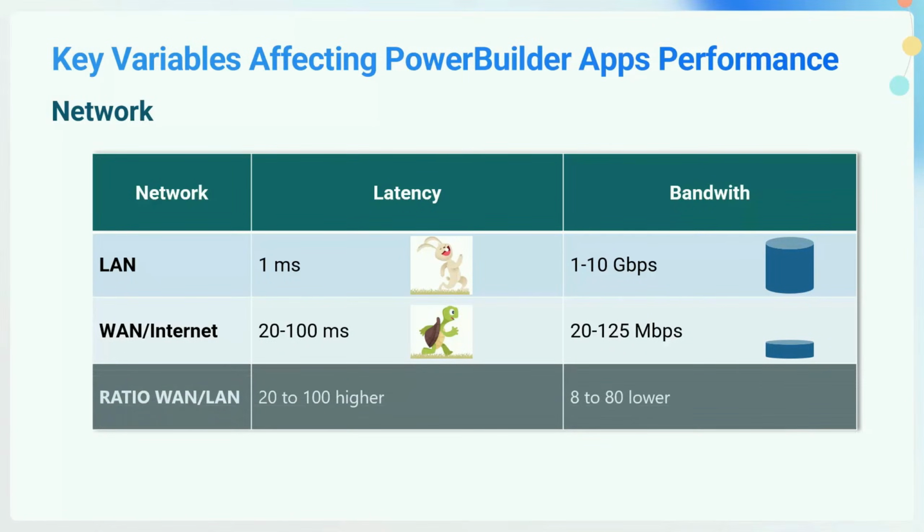Finally, if we compare both, latency on the internet can be 20 to 100 times higher, and bandwidth can be 8 to 80 times lower than on a LAN. Keep in mind these values are just referential, but they clearly show the gap between local and internet environments.